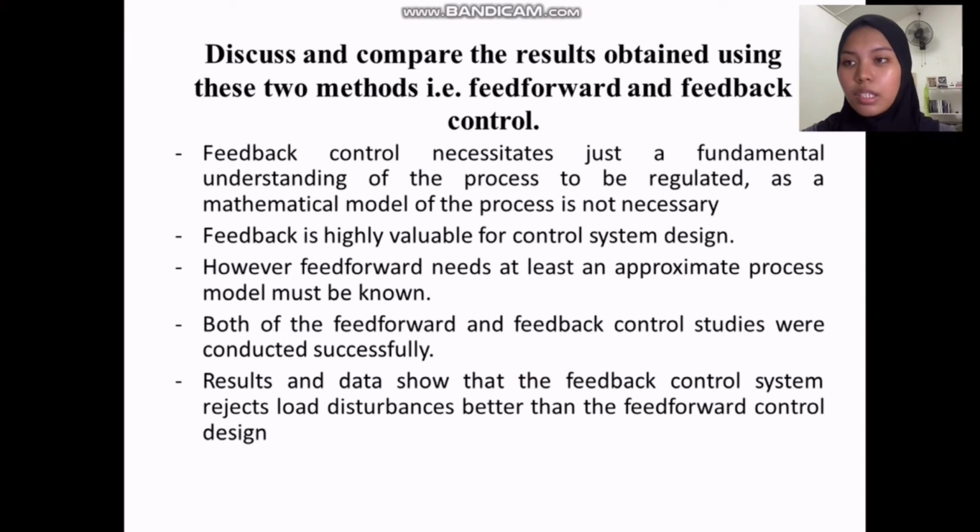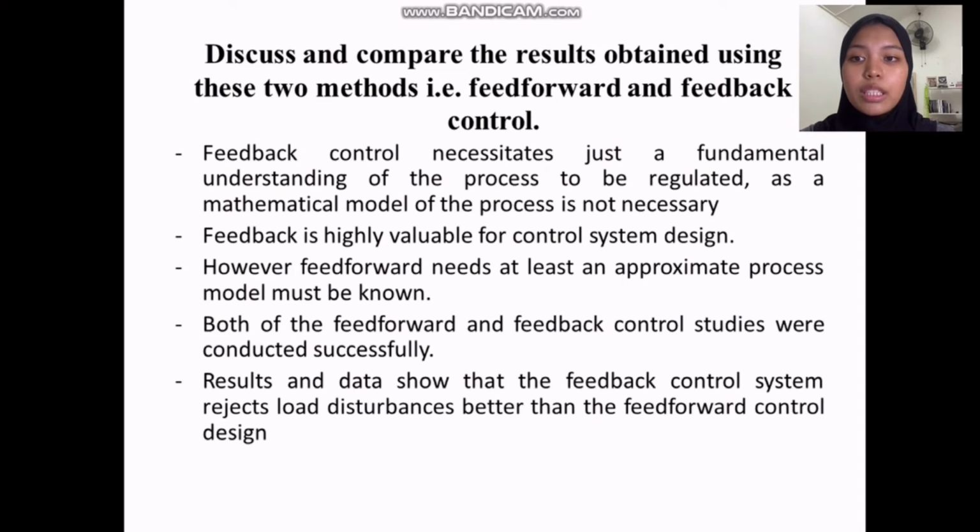Today I'm going to discuss and compare the results obtained using the two methods, feed forward and feedback. Feed forward control necessitates just a fundamental understanding of the process to be regulated, as a mathematical model of the process is not necessary. However, it is highly valuable for control system design. However, in order to employ feed-forward control effectively, at least an approximate process model must be known.